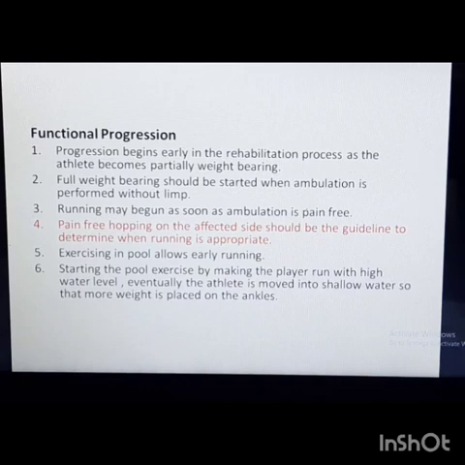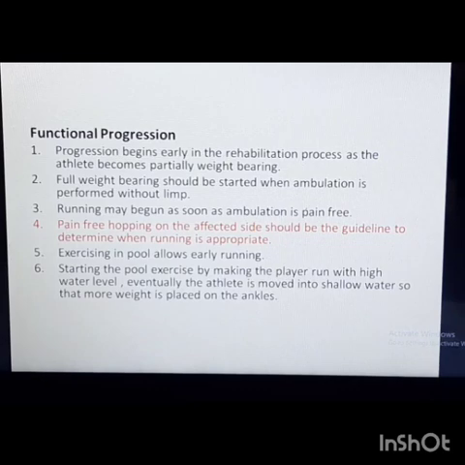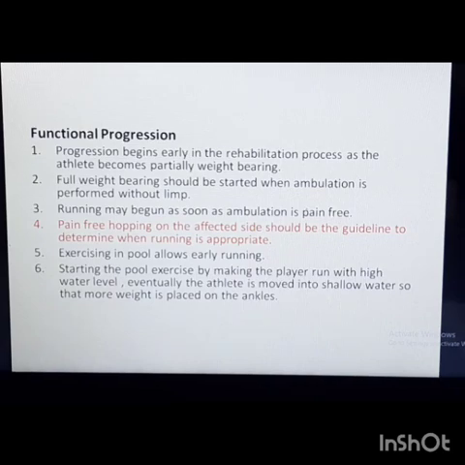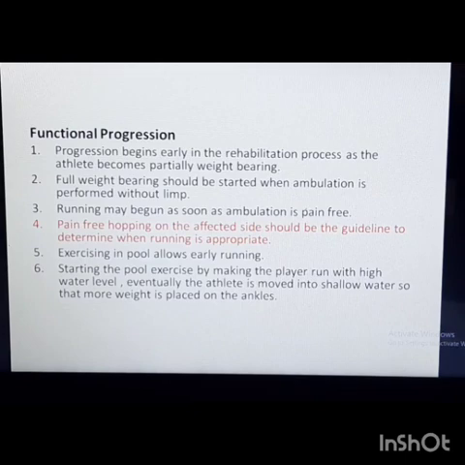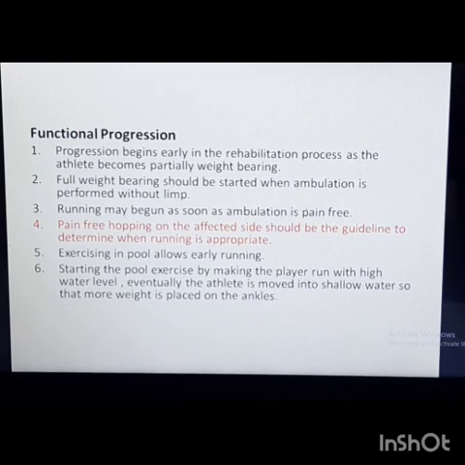You understand? So things are in a progressive way. And how do you decide when to run? You ask the patient to hop on the affected side, and if the hopping is painless, then we can make him run. And how we can achieve that is through pool exercises, because you start off with exercises without putting too much load on the ankle joint.